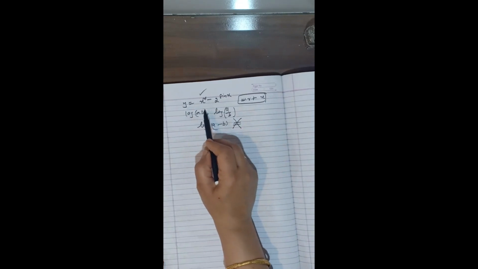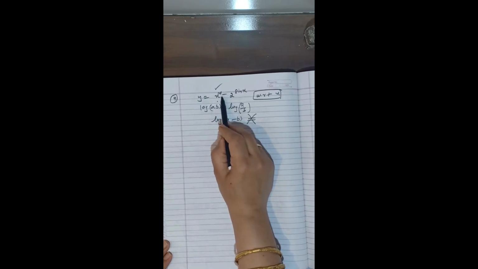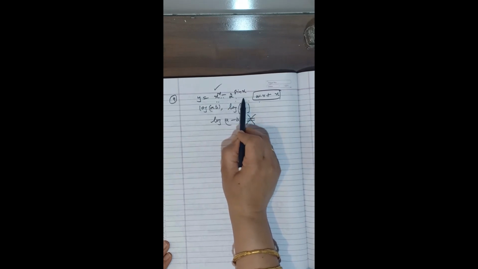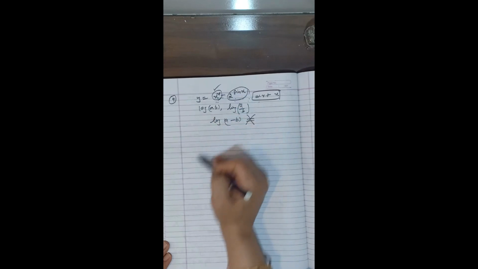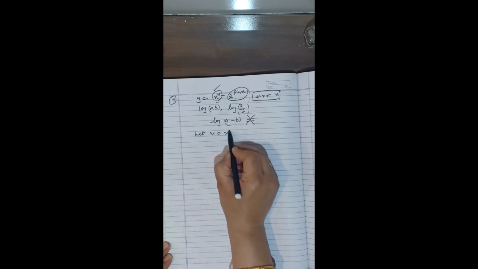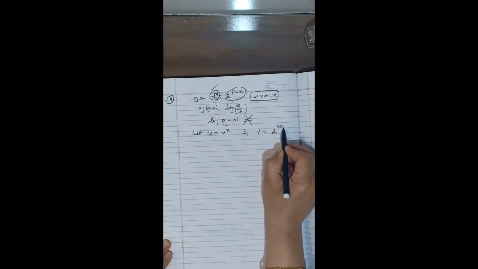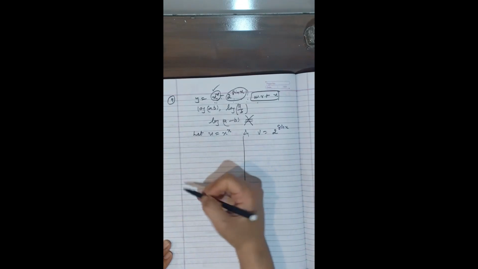Whenever a function is given to you in the form of variable raised to power variable, 2 or 3 such functions are provided and in between there are signs of plus and minus, you are going to choose each function as a separate one. So what we are going to do, let u is equal to x raised to power x and v is equal to 2 raised to power sin x. Now you may draw a line in between or you may solve it side by side or separately.